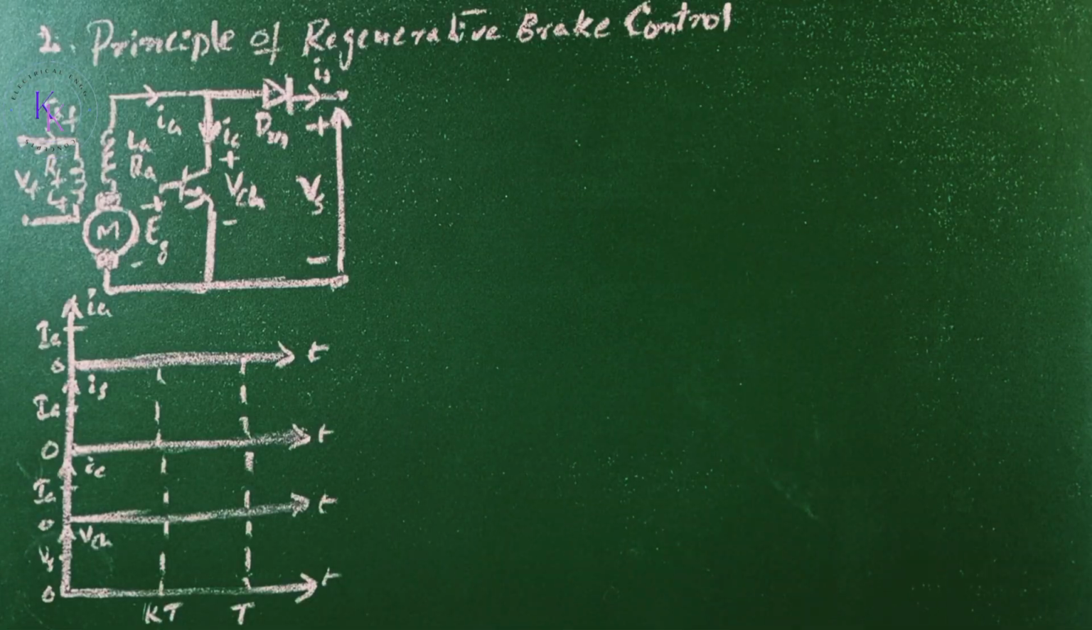Principle of regenerative brake control. In regenerative braking, the motor acts as a generator and the kinetic energy of the motor and the load is returned back to the supply. The principle of energy transfer from one DC source to another higher voltage source is applied in regenerative braking of a DC motor. The application of a DC chopper in regenerative braking can be explained with the help of this circuit. It requires rearranging the switch from powering mode to regenerative braking.